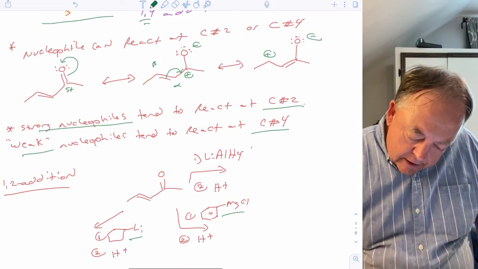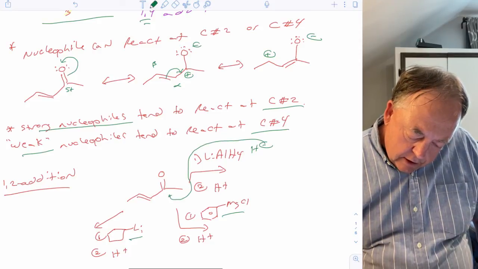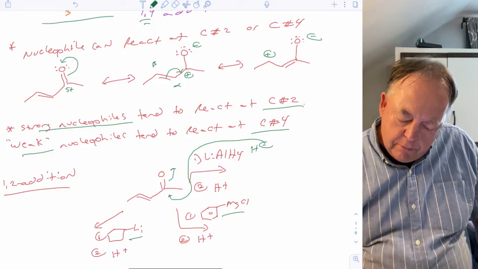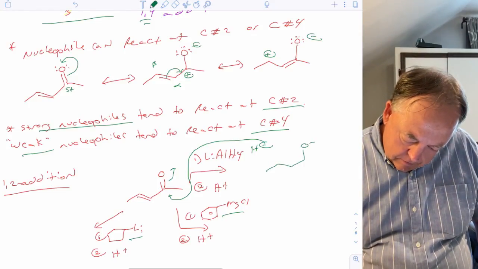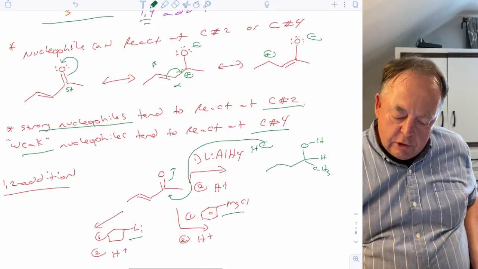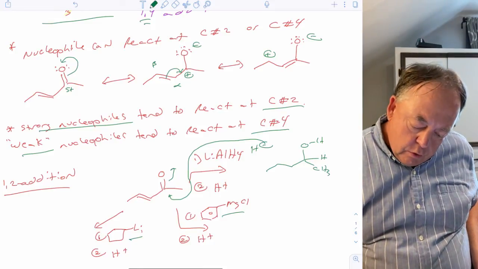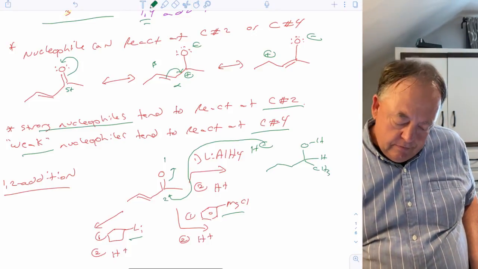LiAlH4 is a source of H minus, right? So this would just go here, and this would become an O minus, which would then pick up a hydrogen in the second step. So that would be your product. In this case, the H minus is the nucleophile. It did 1,2 addition, so the nucleophile went to carbon 2.